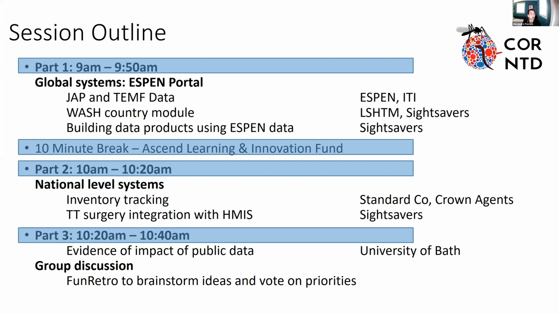Okay. So today's outline, as we discussed, is that it's going to be broken into 3 parts with a 10-minute break in the middle. The first session is going to be on these global systems, and specifically about the ESPEN portal and how it aggregates data from multiple platforms. And we're going to have 3 topics, but it's going to result in 5 speakers. One of those speakers is going to be a video that will walk you through using the API to connect to Power BI.